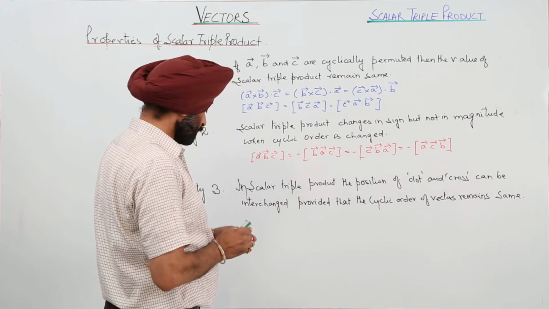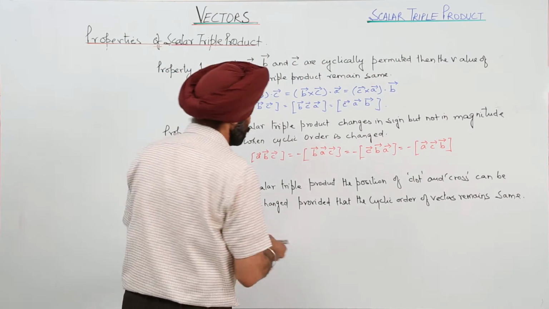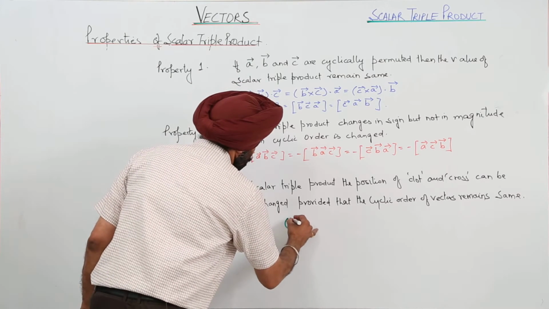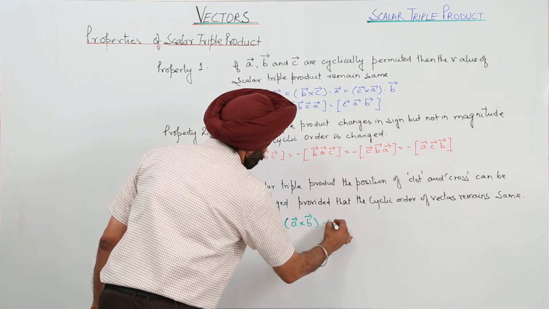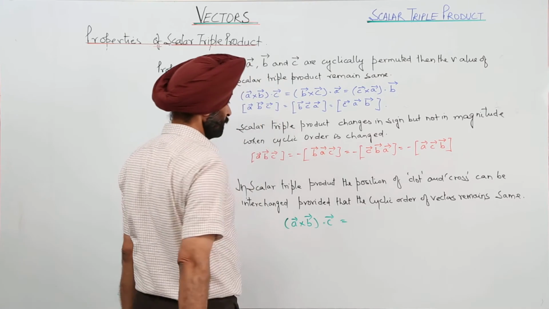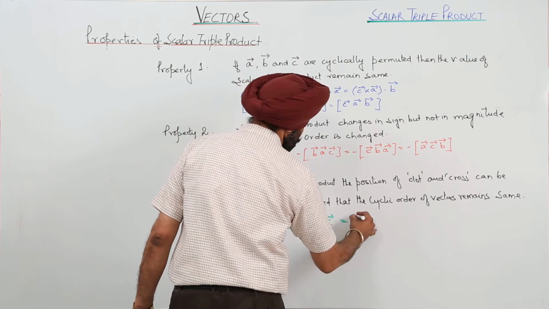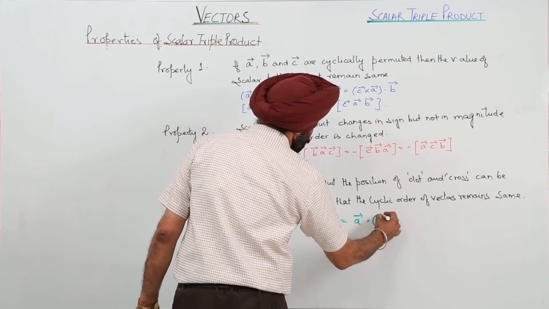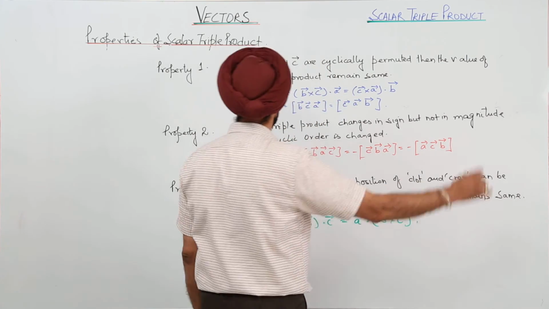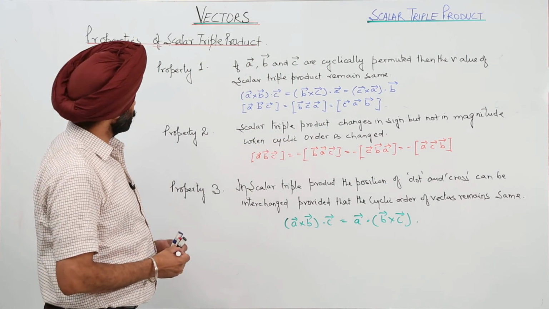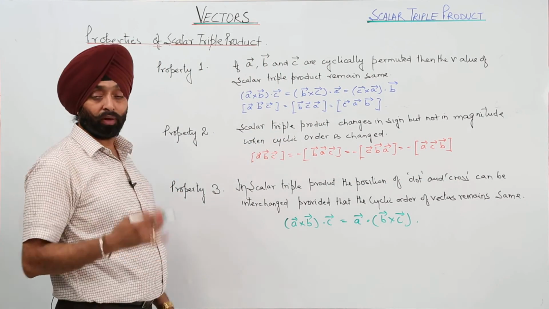Okay, so now here what result we are getting? Vector A cross vector B dot vector C will be equal to vector A dot vector B cross vector C. So these are the three properties we have discussed, 1, 2 and 3.